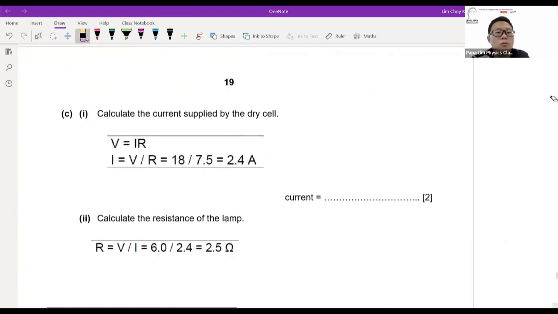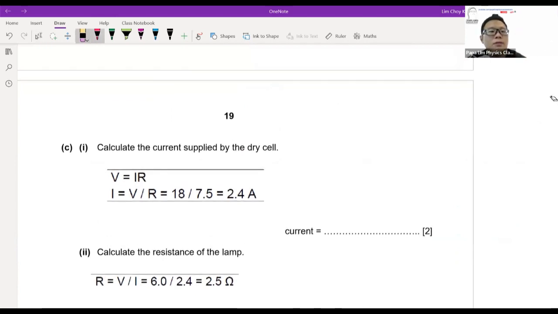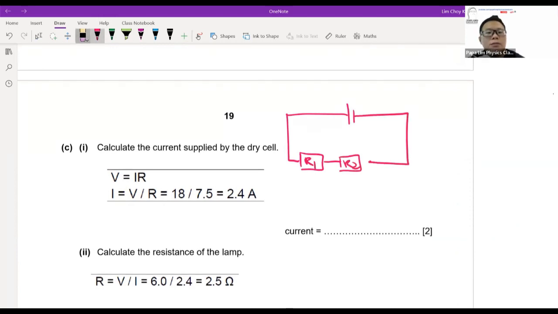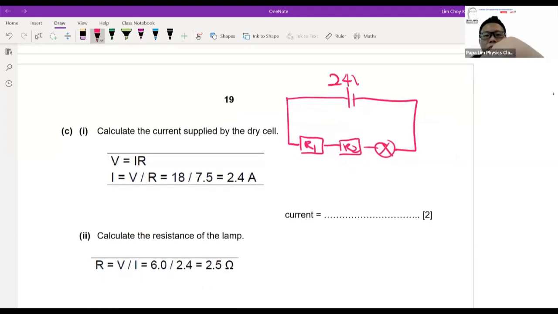For part C1, we are looking at the current supplied by the dry cell. I will draw the circuit here for easy explanation. You have R1, then R2, then the light bulb here. Based on what we have done, the EMF in the question is 24 volts. The potential difference across here is 18 volts, and the potential difference across here is 6 volts.